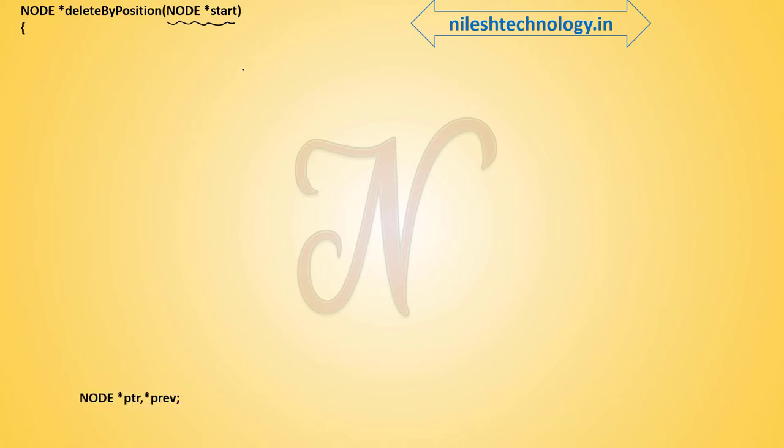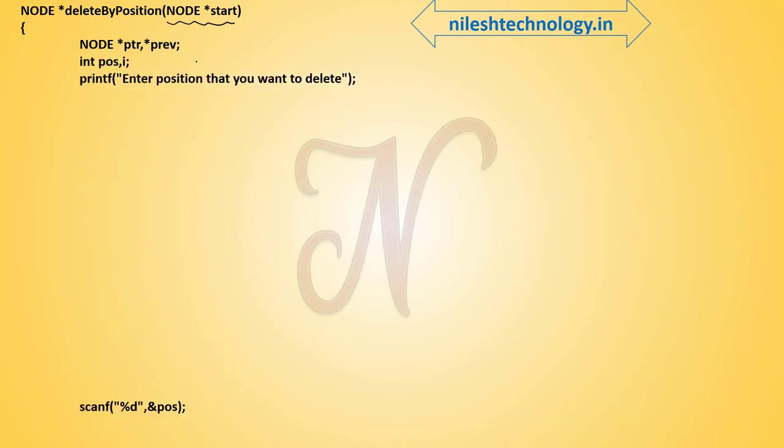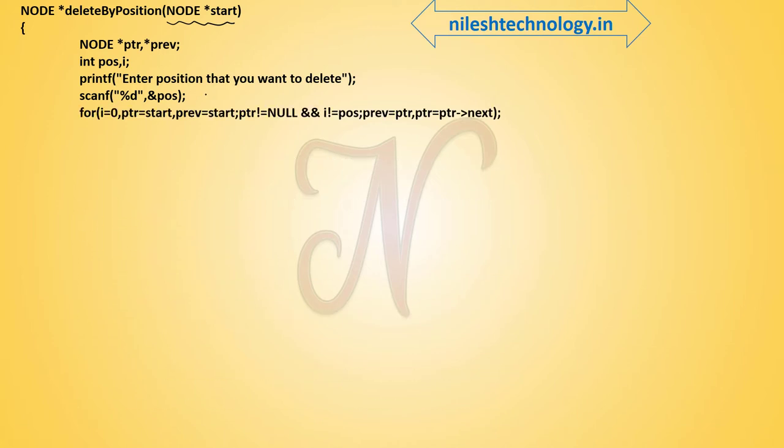So see, this is your common function. First we declare some ptr and prev variables, then position and i. Here, with printf and scanf, we enter one position from the keyboard. And by using a for loop, we first find that position's node. Here we assume some linked list.